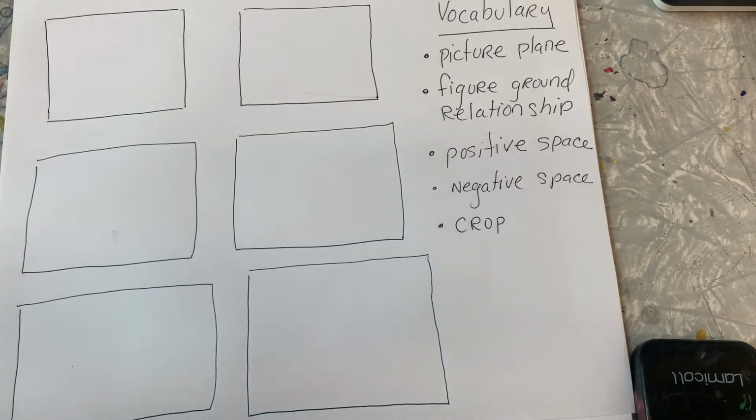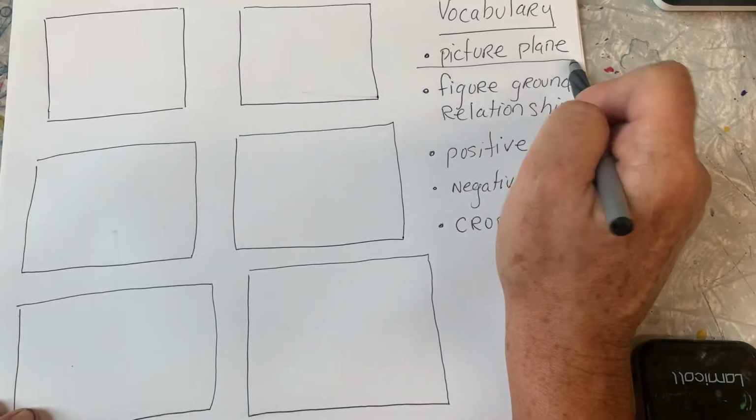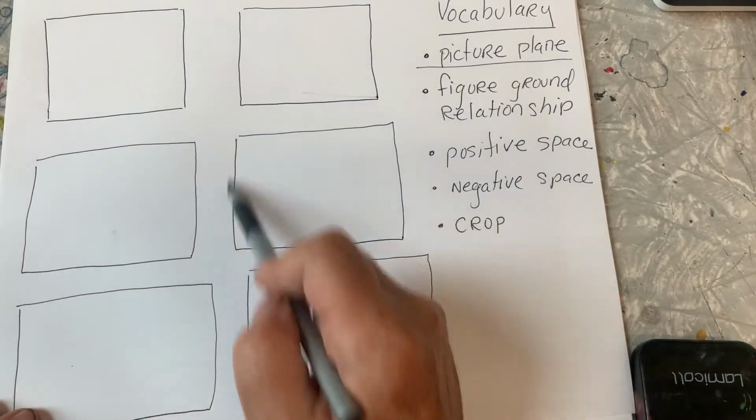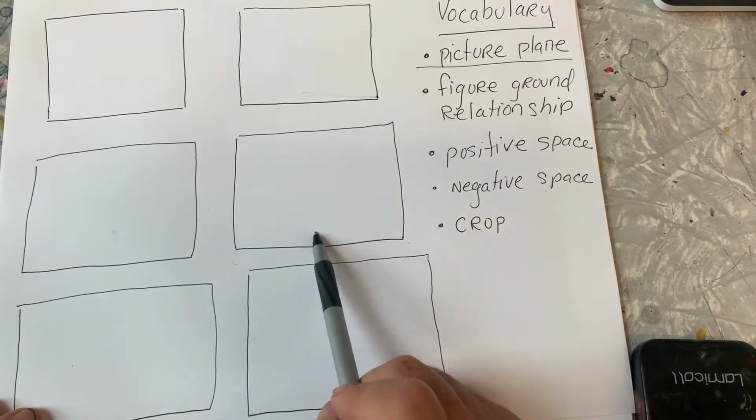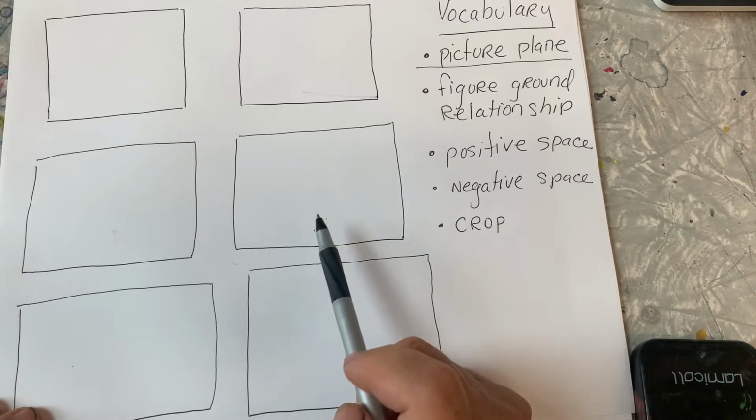really using the picture plane again to make compositional choices for landscape, but it really can be applied to anything. All right, so let's start at the very beginning. A picture plane is the rectangle, okay? And this rectangle is a thinking space.